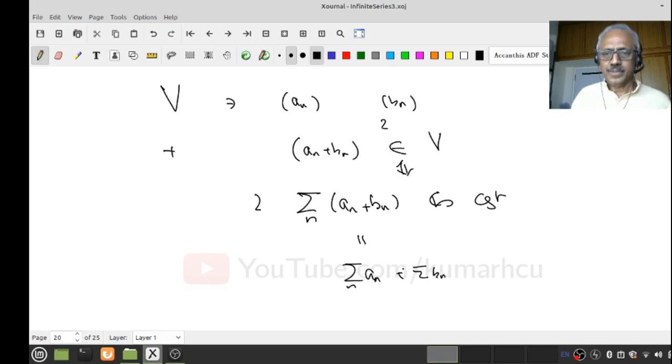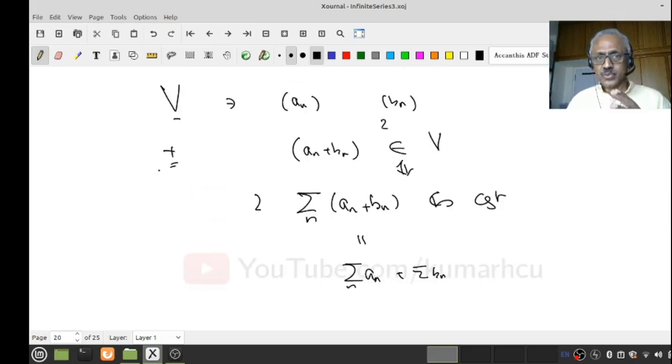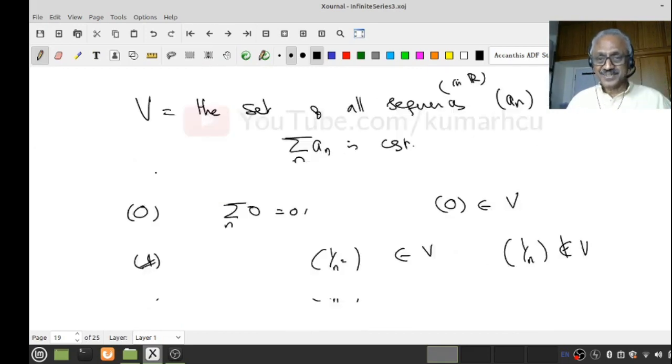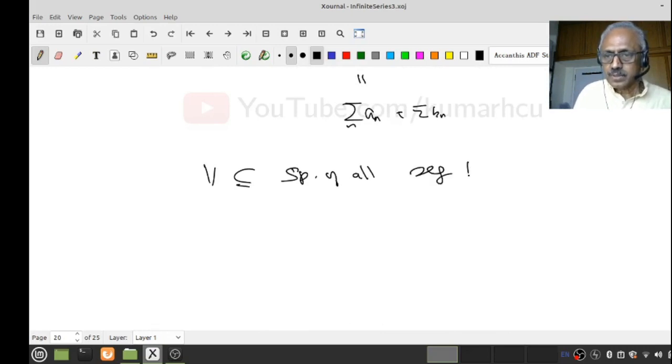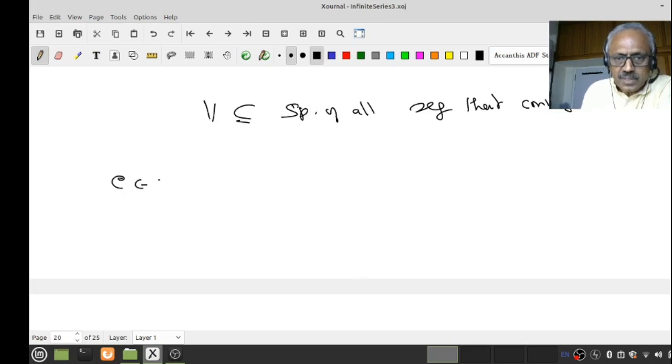Therefore, on V I introduce an addition, and what did I do? V is closed under this addition. You must have seen an example of a vector space of sequences or even convergent sequences. But what I am doing, remember, if any sequence AN has to be in V, it is convergent. In fact, it converges to 0. You understand? Therefore, V is a subset of the vector space of all sequences that converge to 0. You follow that?